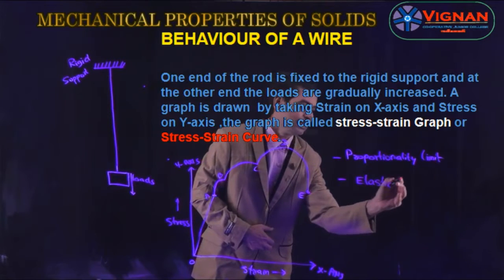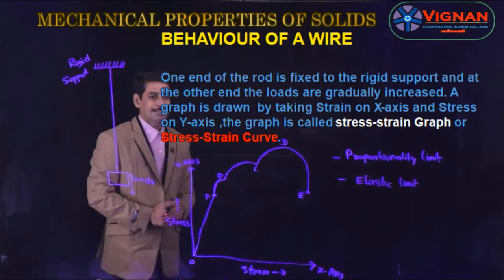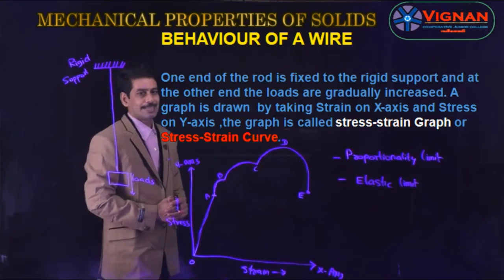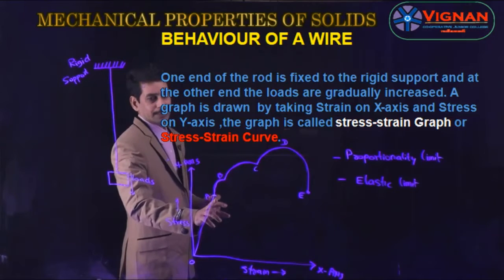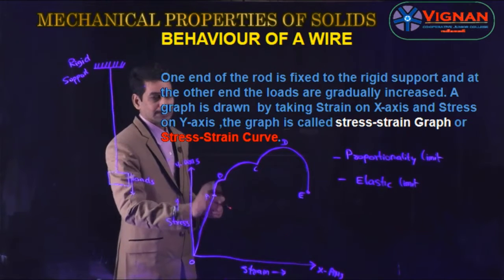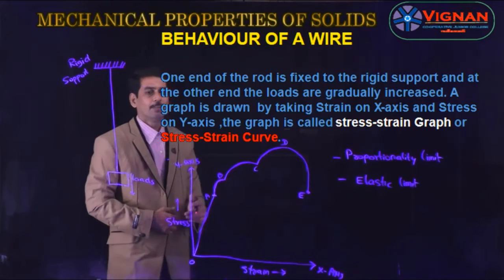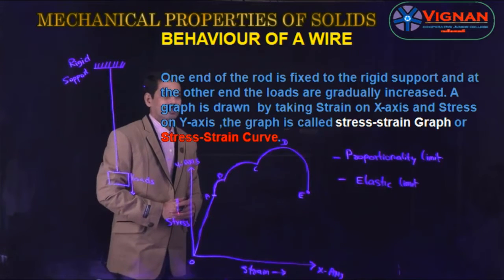So the point B is called the elastic limit. A is nothing but the proportional limit, and B is the elastic limit. Beyond the point A, even though there is no proportionality, that is, stress is not proportional to strain, still the wire has elastic nature up to the point B. So that's why the point B is nothing but the elastic limit.